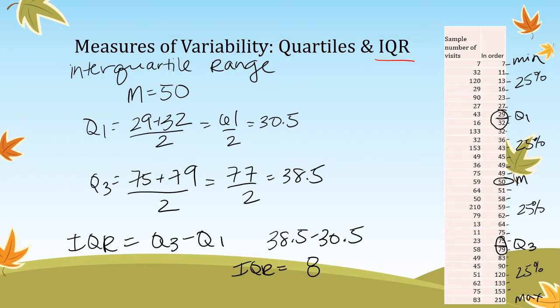A good way of thinking about the IQR is saying, look, the middle 50% of the data is going to fall between this 38.5 and 30.5. And we remember that range is always a single value, so our IQR value is 8. So when we have a median, we can talk about things in terms of IQR when we're talking about variability.